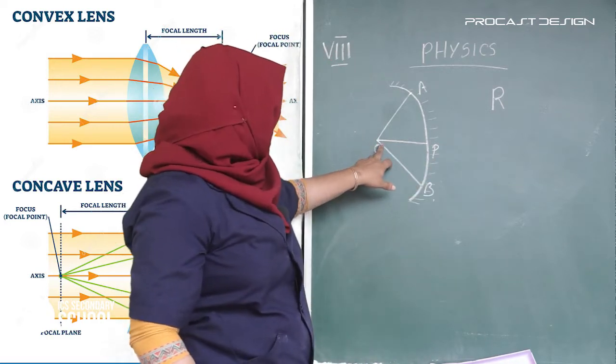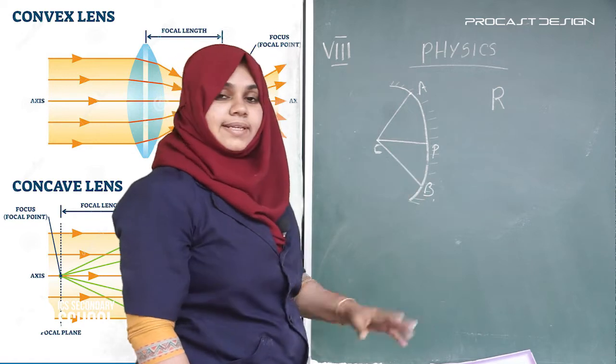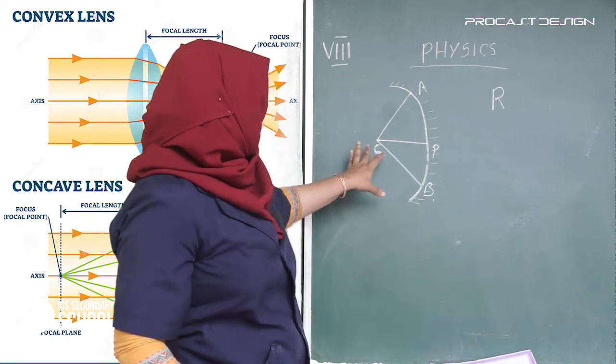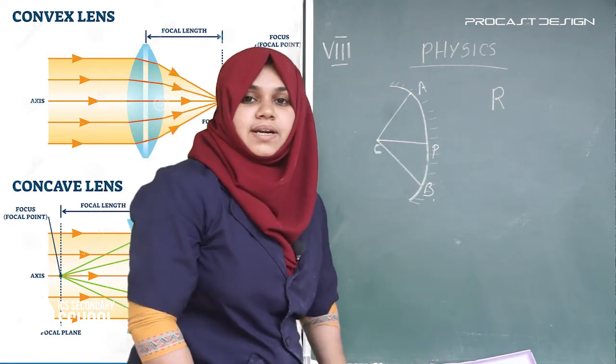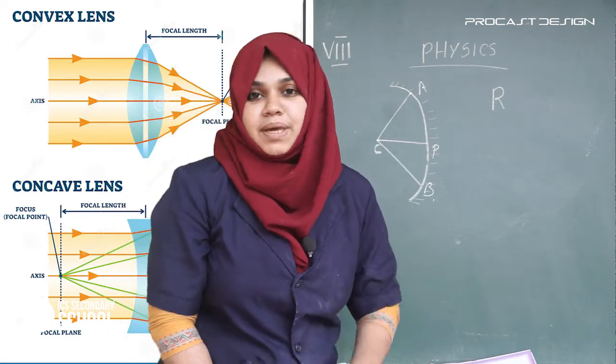Here, CP, CA, CB are radii. So the radius of curvature is this. The radius of the sphere which is the part of this mirror is the radius of curvature of this mirror.